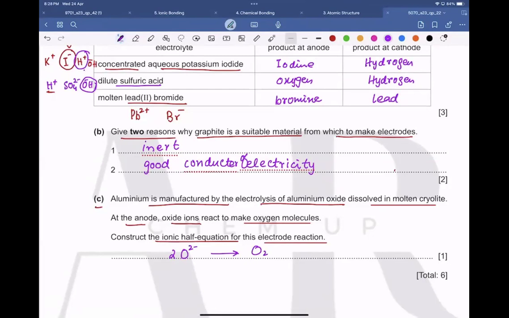Each oxide ion has two extra electrons. So when they become oxygen atoms, each one is going to lose two electrons. In total, 4 electrons are lost. That's why I'm going to write over here plus 4e negative, which means 4 electrons are removed from two oxide ions. Is this clear to all of you?